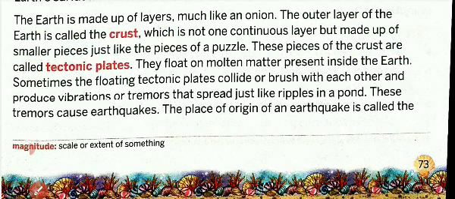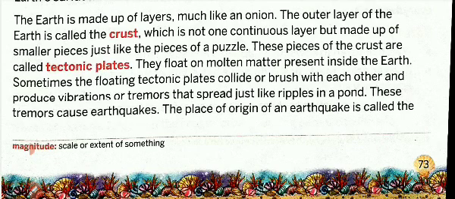Sometimes the floating tectonic plates collide or brush with each other and produce vibration or tremors that spread just like ripples in the pond. These tremors cause earthquake. Okay, now children, how is the earthquake occurring? Take for an example, 2 ice cubes in 1 glass of water. And if you play with the water, you will see that the 2 ice cubes are floating. Okay, when the 2 ice cubes float, sometimes they touch each other or they bang against each other.